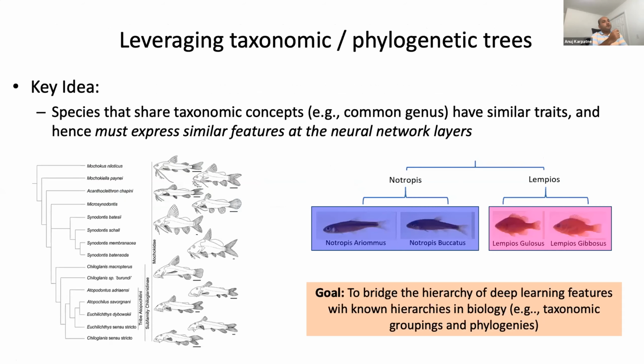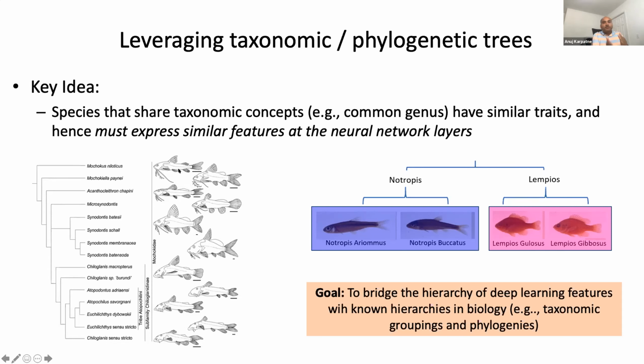To solve this problem, the type of biological knowledge that we are bringing to the table is relationships between the species expressed in the form of taxonomic or phylogenetic groupings. The key idea here is that if we want to predict the species class, we know that the species classes are related to each other. And this relationship is expressed in the form of phylogenetic trees or taxonomic groupings.